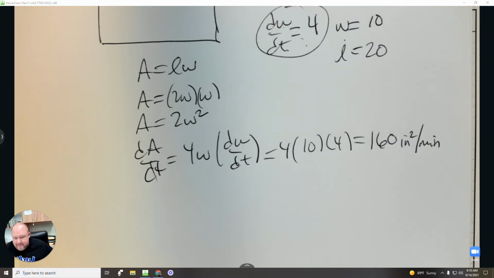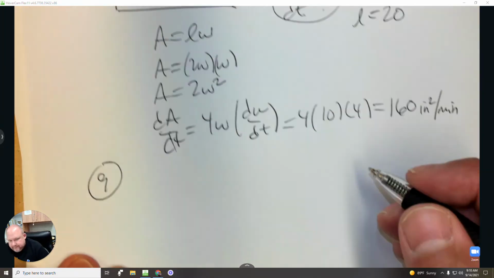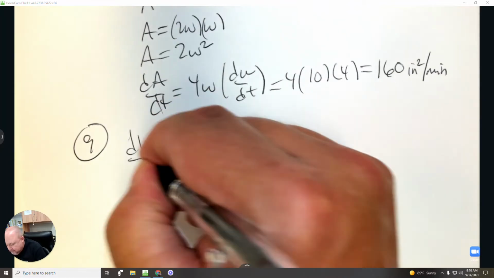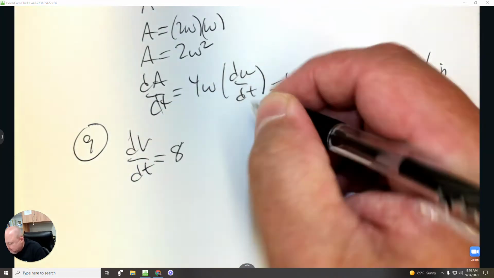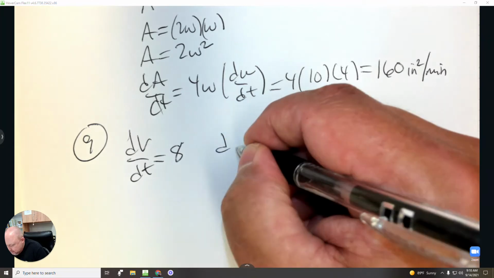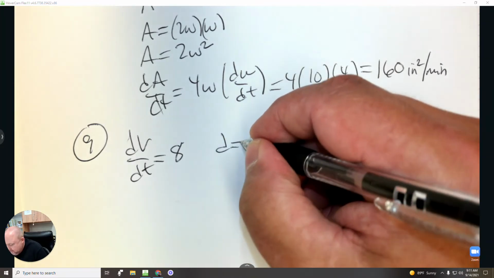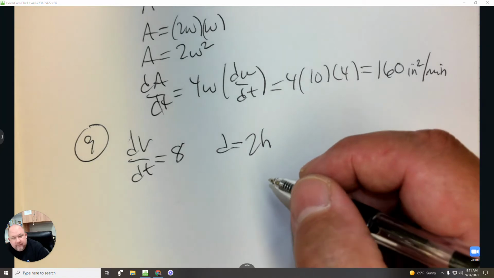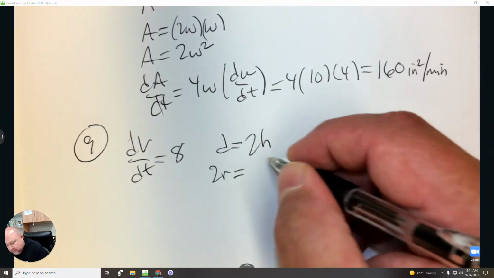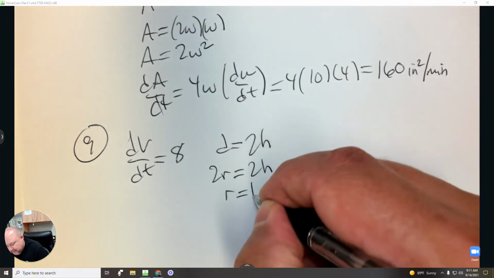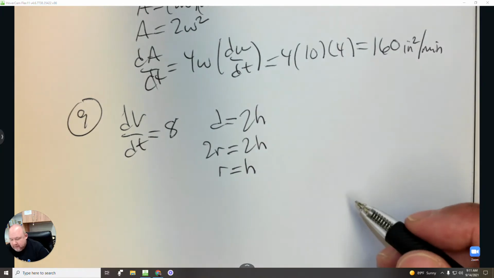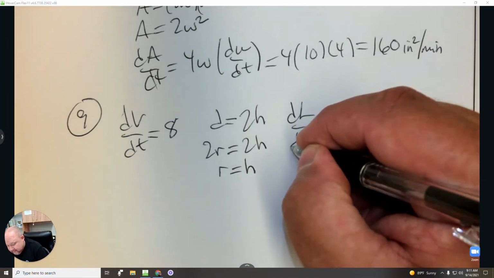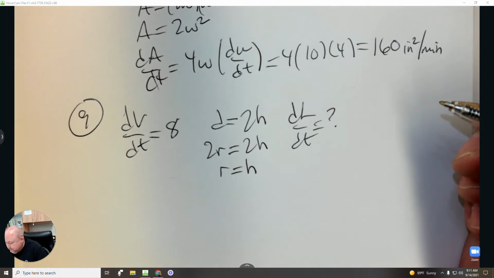Number 9. Sand is added to a conical pile, so I'm given the rate for the volume is 8. The diameter is twice the height. Now, diameter is twice the radius, so ultimately the radius is equal to the height if you divide by 2. It says find the rate of the height. That's what I'm looking for.